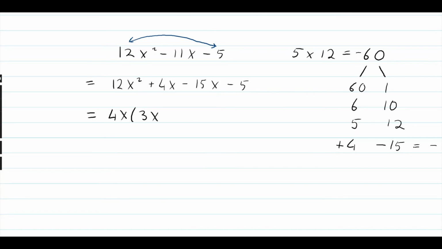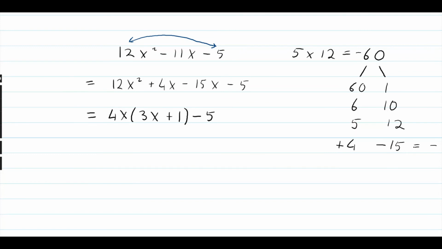So you get 3x. What do we multiply 4x by to get plus 4x? Well, you multiply by plus 1. So we get 3x plus 1. The next thing we do then is we take minus 15 and minus 5. We can factorize a 5 out of each of them. So we'll put down minus 5.